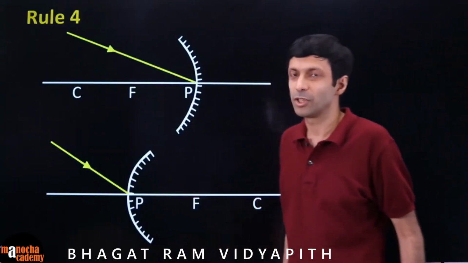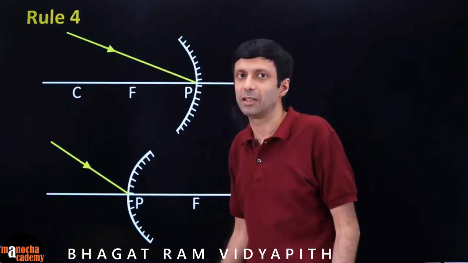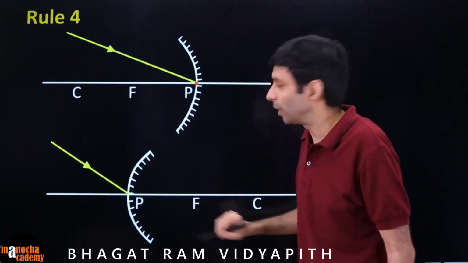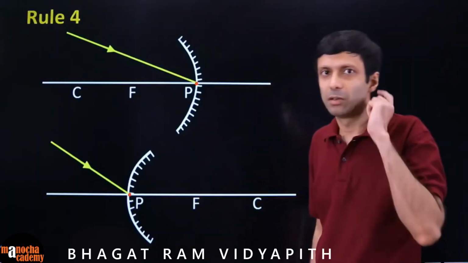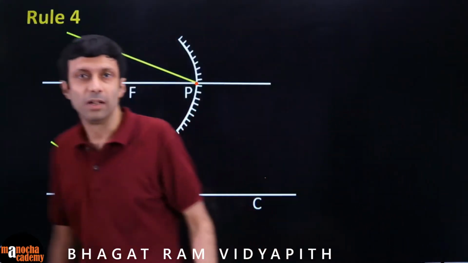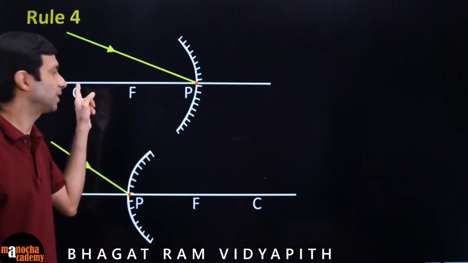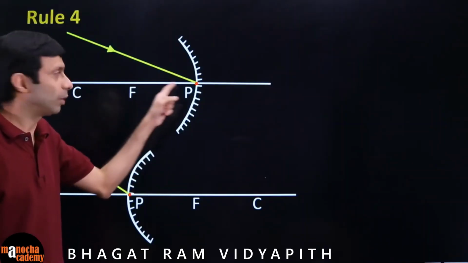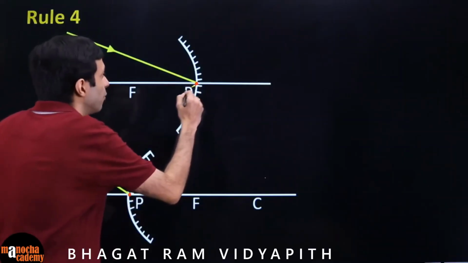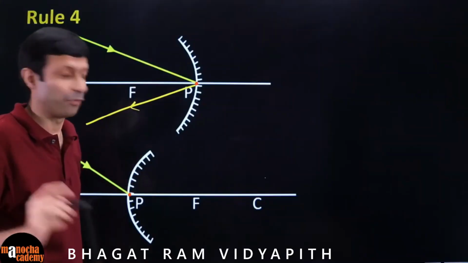Rule number 4. What is rule number 4? If a ray of light is directed to the pole, which means it's exactly the center of this curved part, the spherical mirror. So if it is directed towards the pole of the concave mirror or the pole of the convex mirror, what will happen to this ray of light? So now we learned that if it is hitting the pole, then once again this principal axis is acting as a normal because it is passing from the center of curvature to the point of incidence. So now it will follow the normal law of reflection. The ray of light will be reflected like this, where angle of incidence will equal angle of reflection.